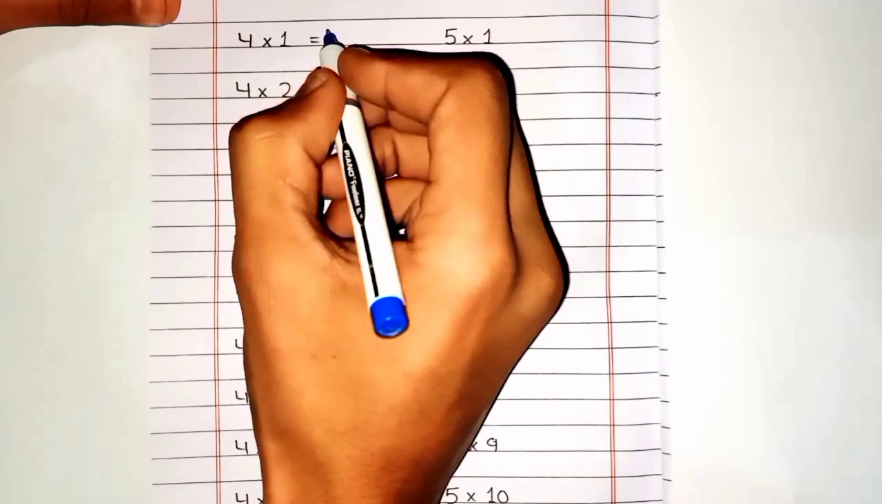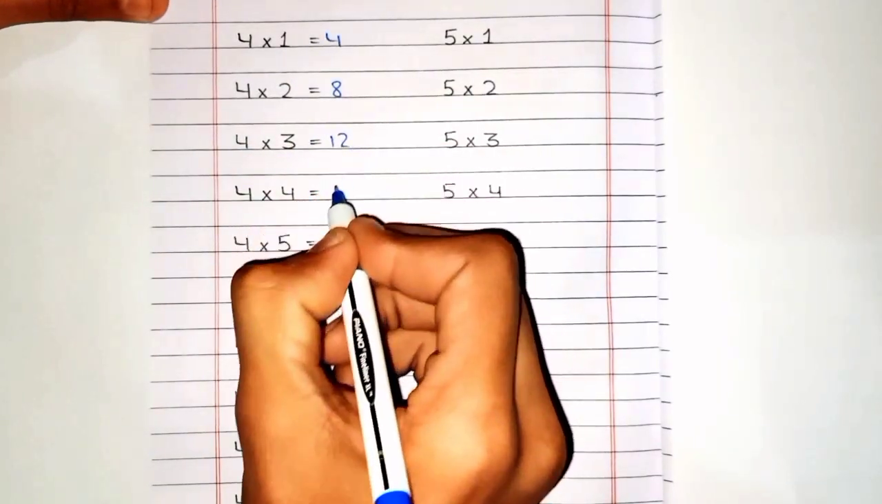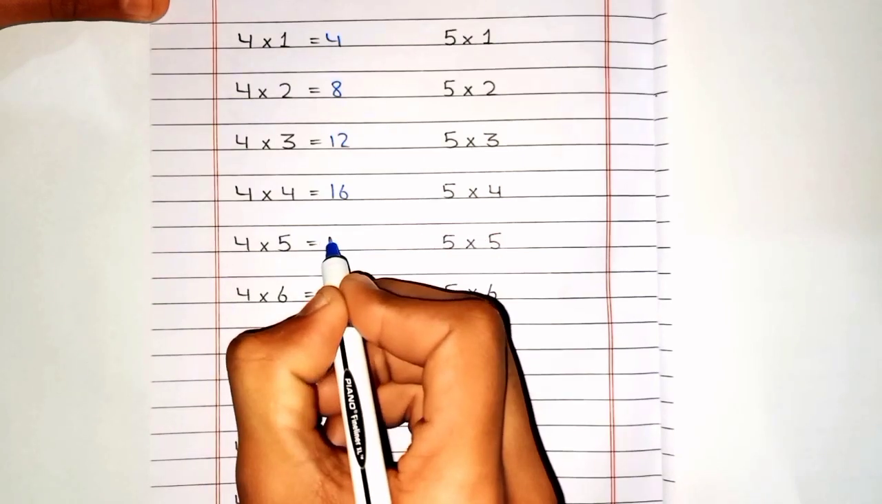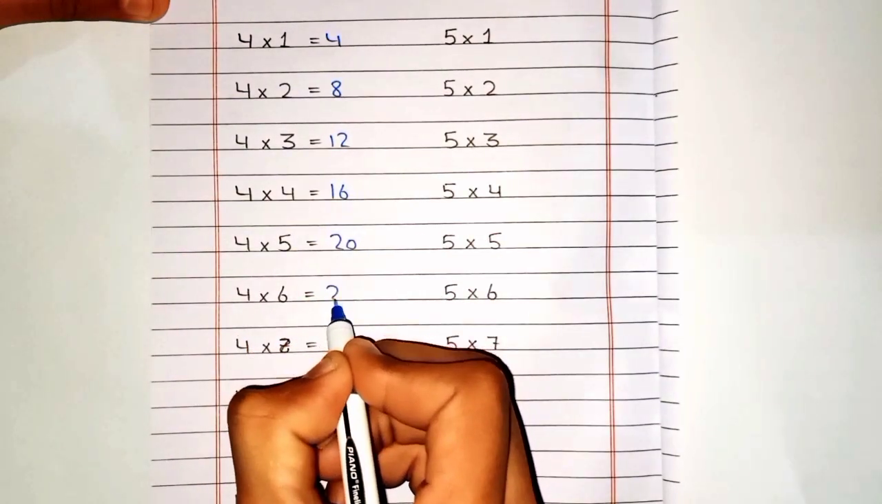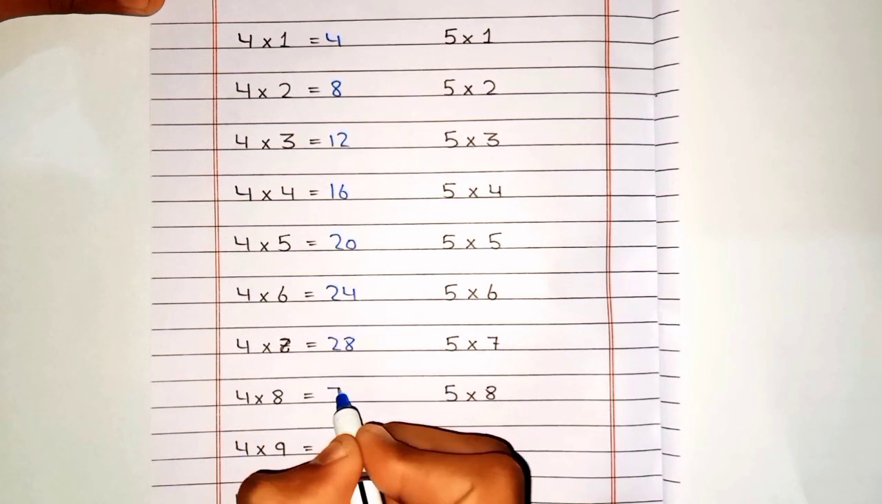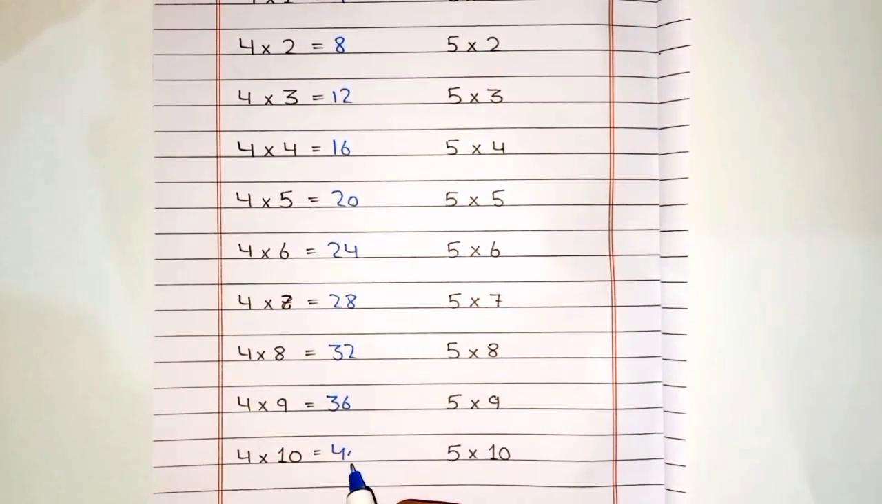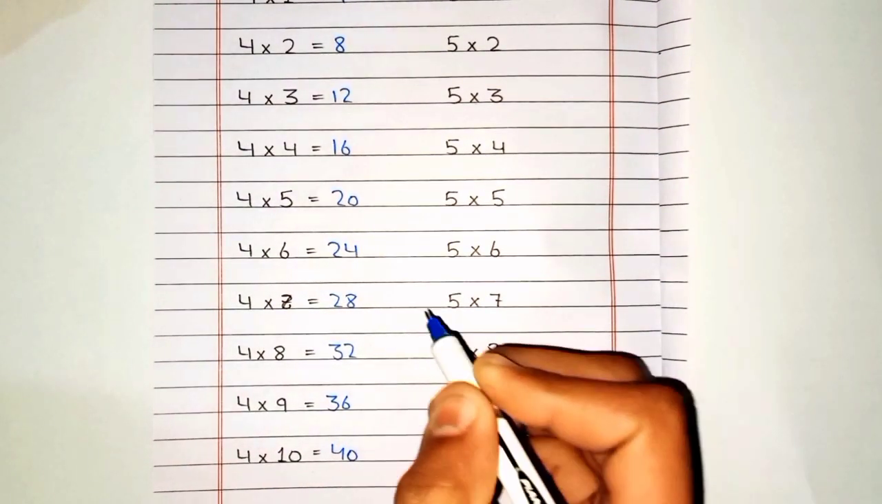Let's now do the tables of 4 and 5. 4 ones are 4, 4 twos are 8, 4 threes are 12, 4 fours are 16, 4 fives are 20, 4 sixes are 24, 4 sevens are 28, 4 eights are 32, 4 nines are 36, 4 tens are 40.